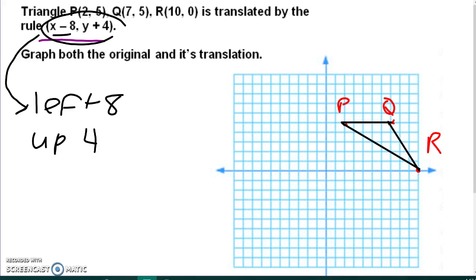So from P, I'm going to go left 1, 2, 3, 4, 5, 6, 7, 8, left 8 and up 4. 1, 2, 3, 4. And that's where I can write P', and I want to make sure I do the prime. Okay, now for Q prime, left 8, 1, 2, 3, 4, 5, 6, 7, 8, and up 4, 1, 2, 3, 4. And there's Q prime. Okay, and for R, 1, 2, 3, 4, 5, 6, 7, 8, up, 1, 2, 3, 4.